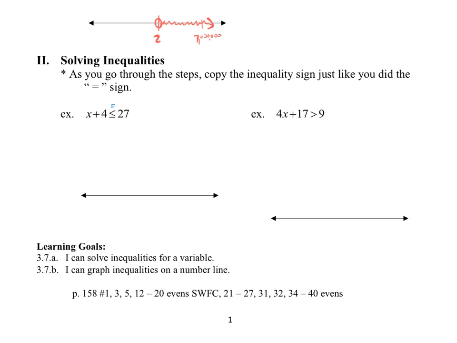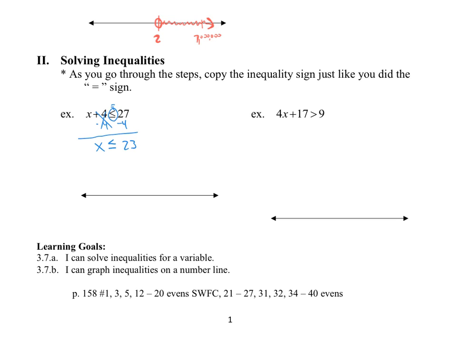So x plus 4 equals 27. What do I have to do to undo that? 27 minus 4. Subtract 4. The 4's cancel. x equals, not equals, sorry, x is less than or equal to 23. And my sign is this sign right here, so I put that right in there, because 27 minus 4 is 23.